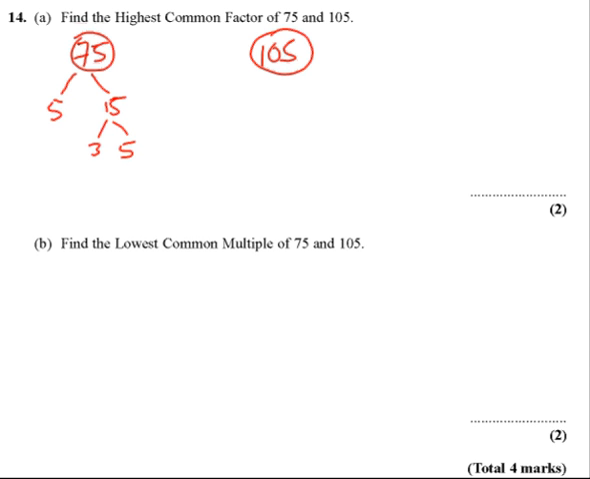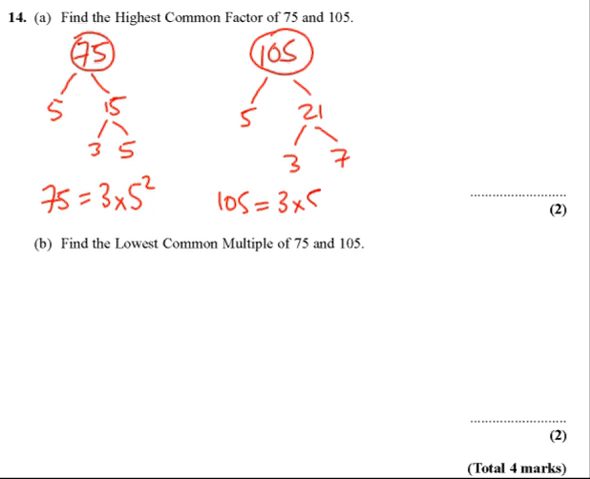So the prime numbers which multiply together to make 75 are 3 and 5 squared, or 3 times 5 times 5, doesn't really matter. 105 is also divisible by 5. That was 5 goes in 21 times. And then 3 and 7 multiply to make 21. So 105 can be written in its prime factor form as 3 times 5 times 7.